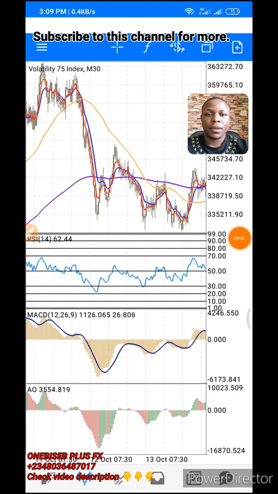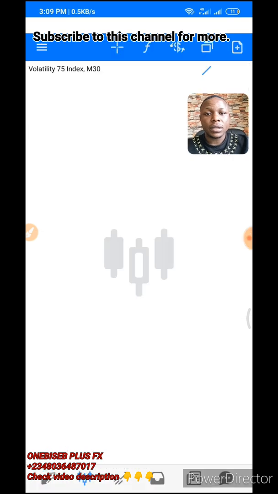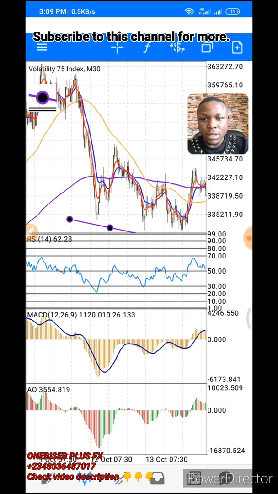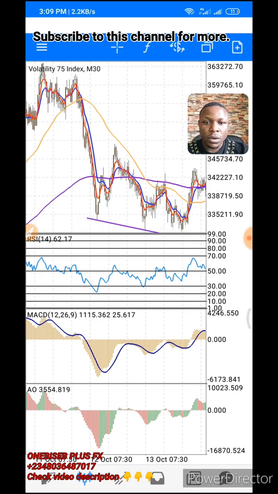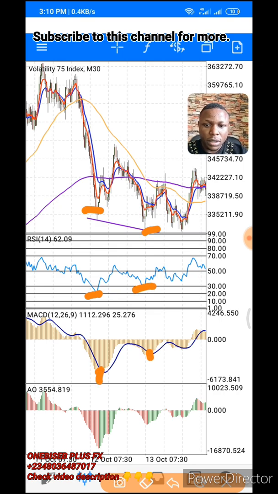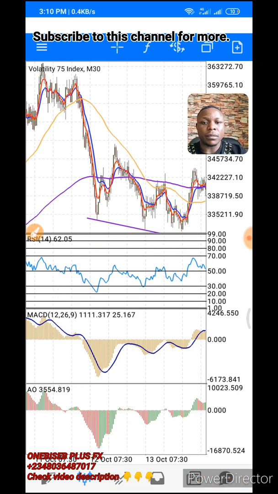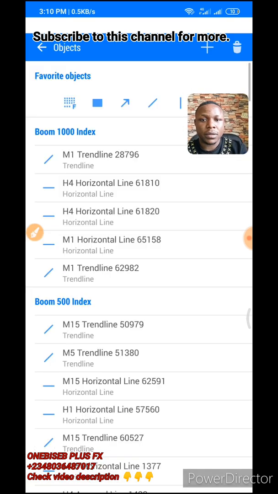So okay, here is a good example of a bullish divergence. You can see this previous low. You can see it is higher than the current low on the main chart. This is the previous low, this is the current low. And on the RSI, the higher low was the lower low on the RSI, and this lower low becoming the higher. You can see that here. So the three indicators are confirming the bullish divergence.